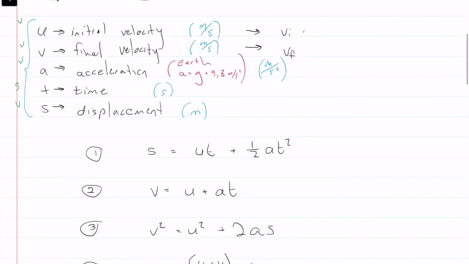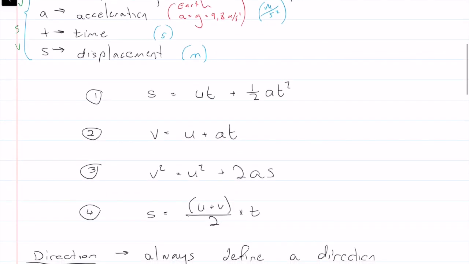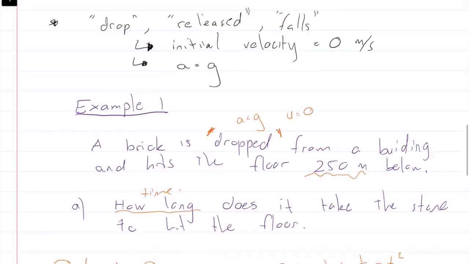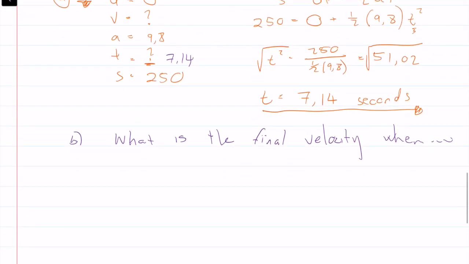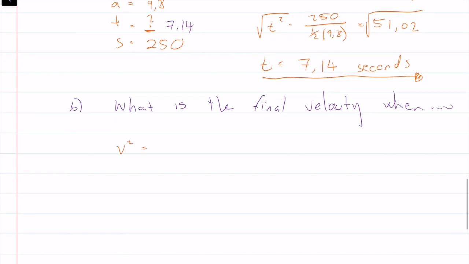So let's see for an equation. Okay, this equation right here doesn't have T. It's the only equation without T, so that works for me. Okay, so the equation was V squared equals U squared plus 2AS. So again, V squared equals 0 squared plus 2 times acceleration times our displacement, which was 250.